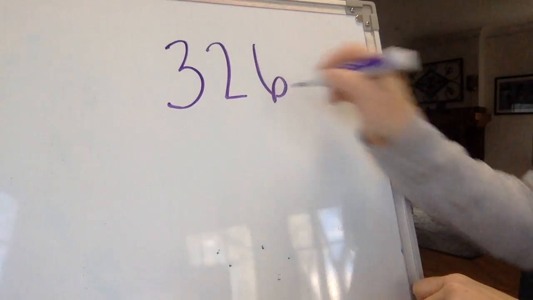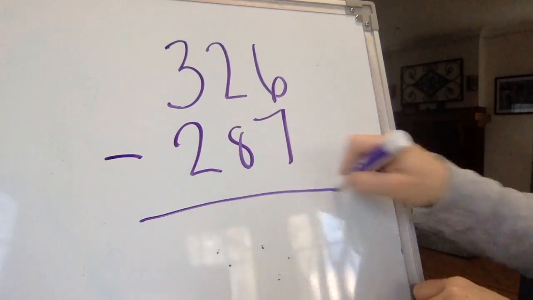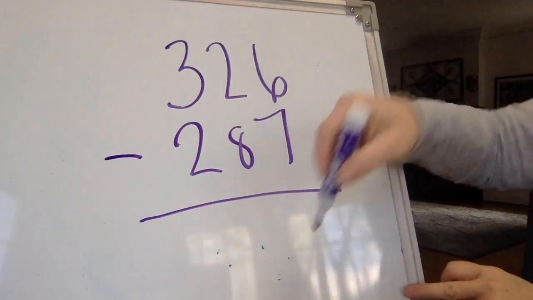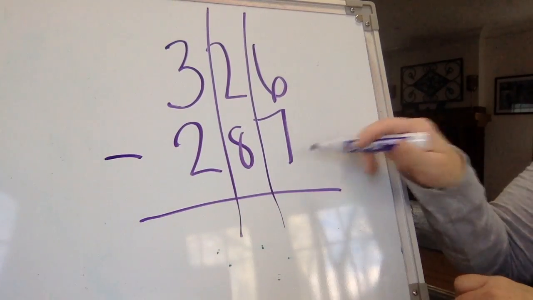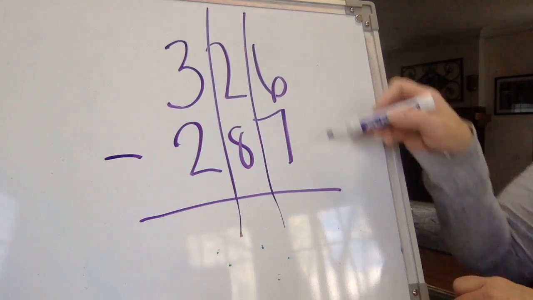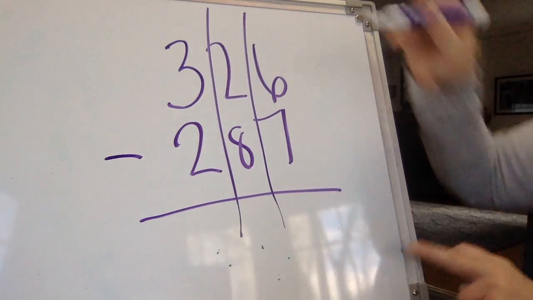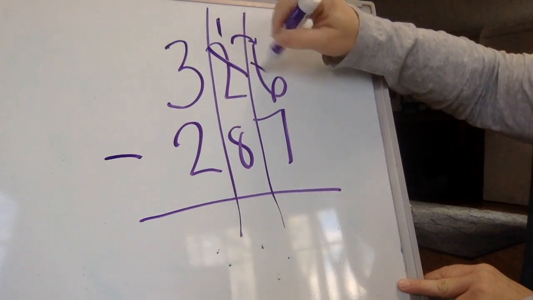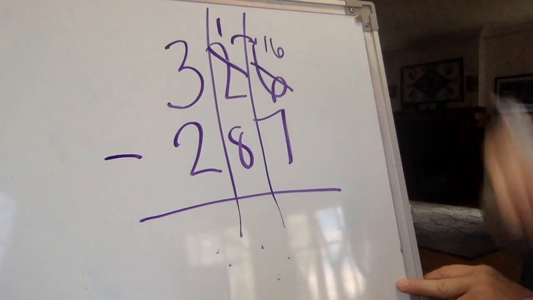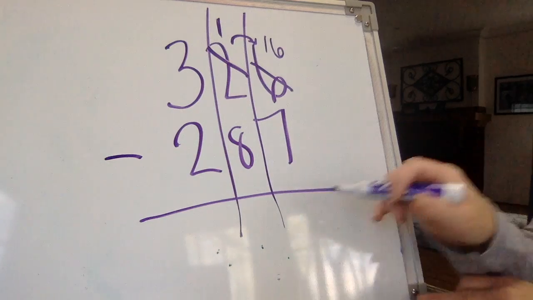326 minus 287. All right, let's begin. Again, I've got my numbers in line. I'm going to start with 6 minus 7 because I have to read top to bottom. 6 minus 7, I don't know how to do yet, so I'm going to have to go over to my tens. I'm going to cross off this 2 and make it a 1, and I'm going to bring that 10 over. So 10 plus 6 equals 16. So now I have 16 minus 7 equals, it's a hard one, 9.